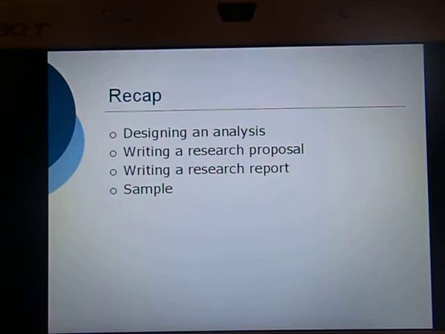So, recap. Today we discussed designing an analysis, and we talked about text-driven, problem-driven, and method-driven entry points into that analysis. We talked about writing a research proposal and writing a research report, and then we looked at that sample to see how it followed the research proposal and research report. What I would like you to remember today is how to write a research proposal and how to write a research report, because these two are going to be very important to you: the proposal in gaining your sponsors, and the report in showing your peers what you came up with.